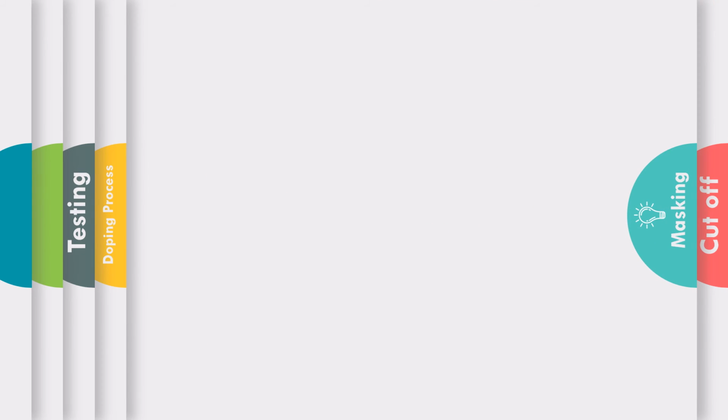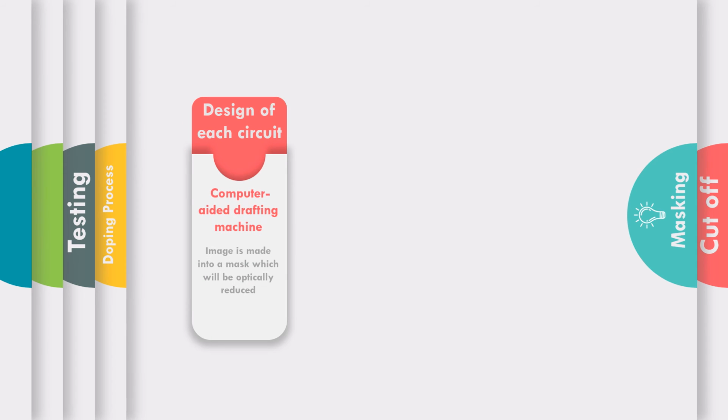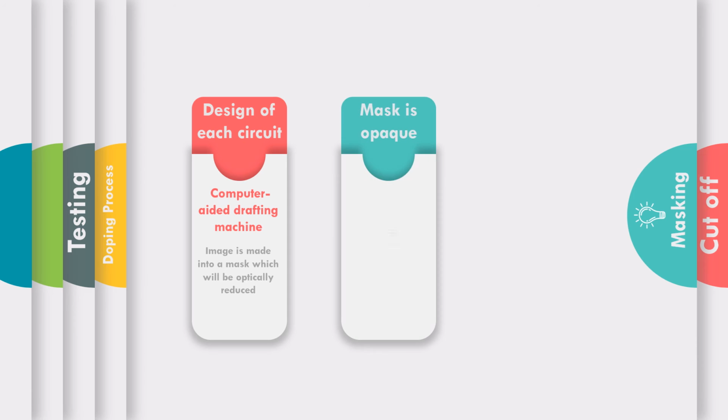The next process is masking. The design of each circuit is prepared on a computer-aided drafting machine, and the image is made into a mask which will be optically reduced and transferred to the surface of the wafer. The mask is opaque in certain areas and clear in others. It has the images for all the several hundred integrated circuits to be formed on the wafer.